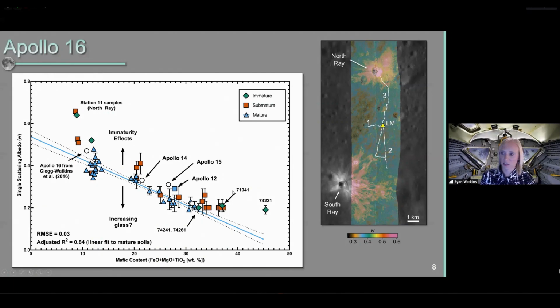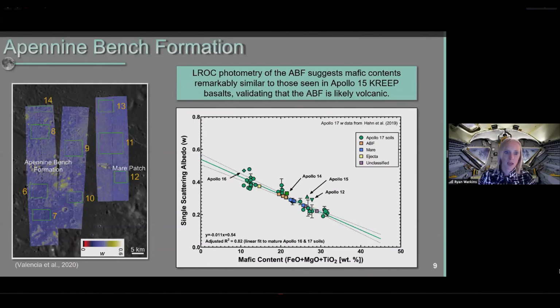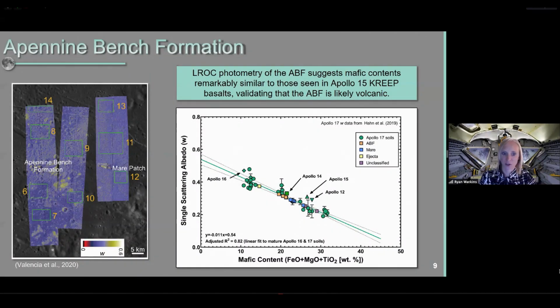These kinds of relationships are very useful for inferring the compositional and physical properties of other areas on the moon that we don't have ground truth data for. So I'll show you a couple of examples of places where we're applying this. I won't go into all of the sites we've used this on, but hopefully I can hit a few interesting ones.